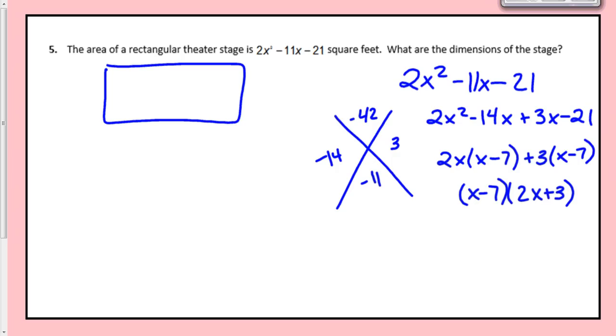All right, so when you factor it, you get this beautiful answer. Then they're asking you what are the dimensions of the stage. So if I was to draw it out, I would split those two things apart. The length is maybe 2x plus 3, and the width is maybe x minus 7. There's no way to really know which one is the official length or width unless they give you more information. But for the most part, you just need to know that each one is its own dimension.